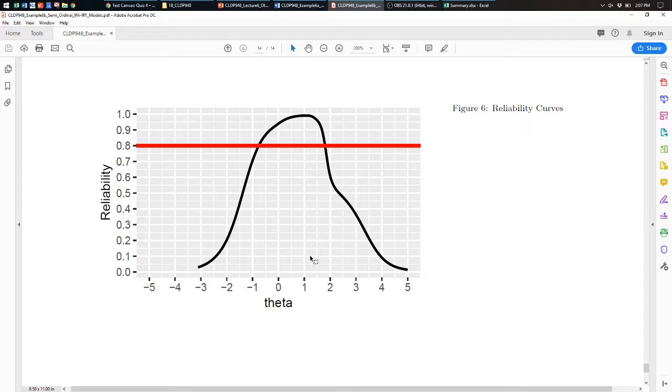We should better look at the reliability. Reliability is information divided by information plus 1. We can see that from -1 to 2 has a reliability above 0.8. But I have an error here, because theta doesn't mean the strength, because we reversed the order of the item's responses. So higher theta means less strength. So minus 1.8 to positive 1 will be the highest reliability.